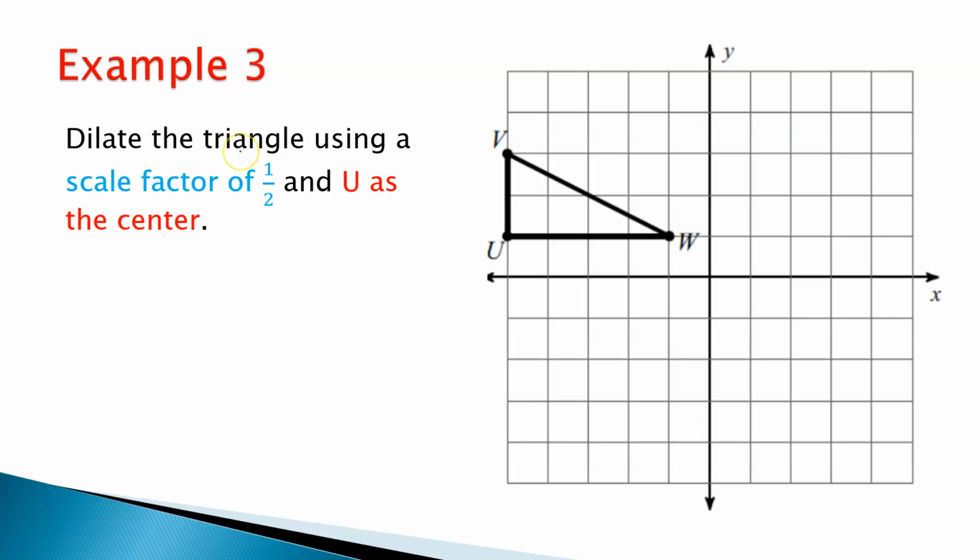It says dilate the triangle using a scale factor of 1/2. So I know this is going to shrink. I know this triangle is going to shrink, but where is the center of my dilation? It says U as the center. So it says dilate the triangle using a scale factor of 1/2 and U as the center. So what you want to think of is that as like your anchor point.